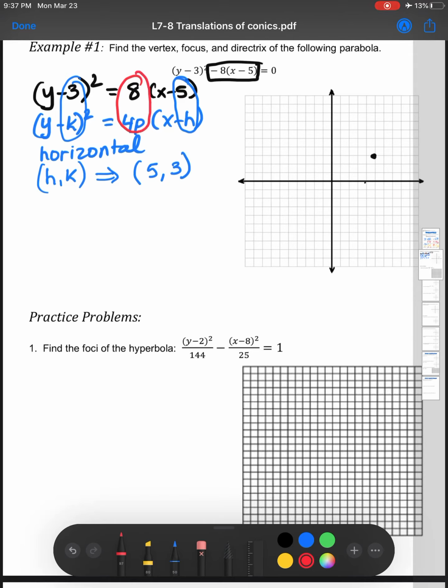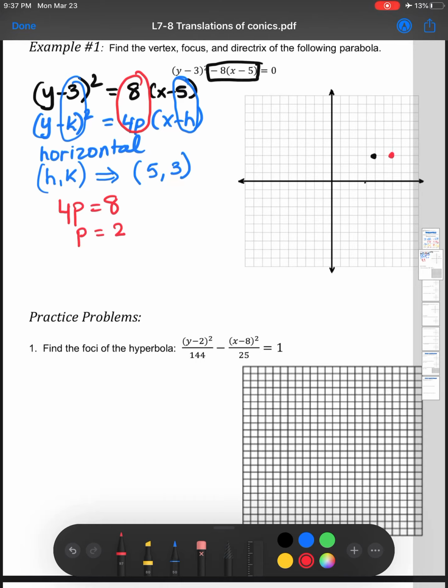You compare it. 4p is equal to 8. So solve for p. P is what? 8 divided by 4 is 2. So your focal length, or your p, is 2. So from your vertex, you're going to go 2 to the right. That would give you the coordinates of your focus. And 2 to the left, and that will give you your line. 1 2. Oh, I counted wrong. 1 2. So that is my directrix, and directrix is a vertical line, right?